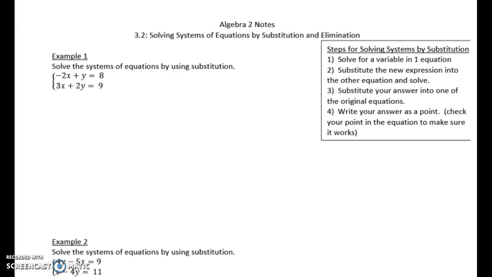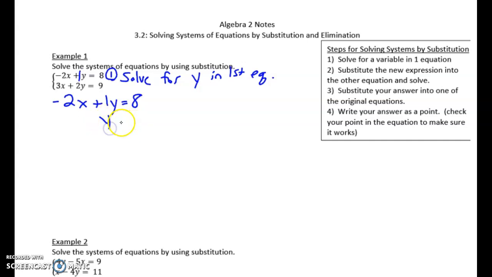So what you want to look for is the variable that has a 1 in front of it. Like this one, the y has a 1 in front of it, so that's what we want to do. So we're going to solve for y in the first equation. All we need to do is move the 2x over to the other side. You can think of it as y, it doesn't need to be 1y, so we're going to add the 2x to the other side. So that's my step 1.